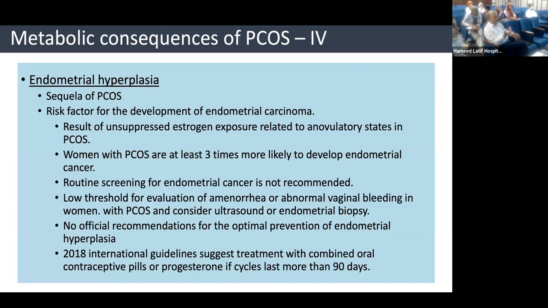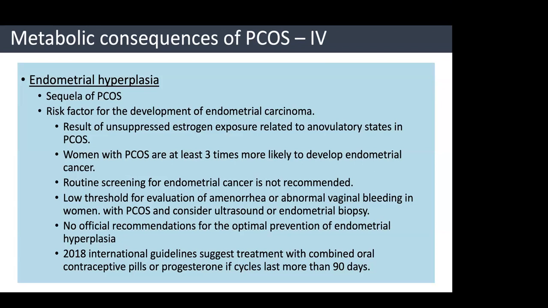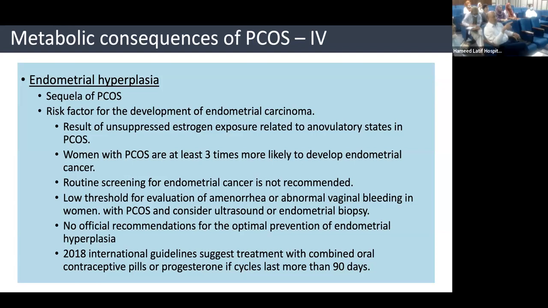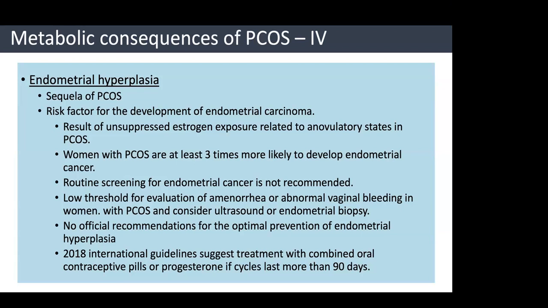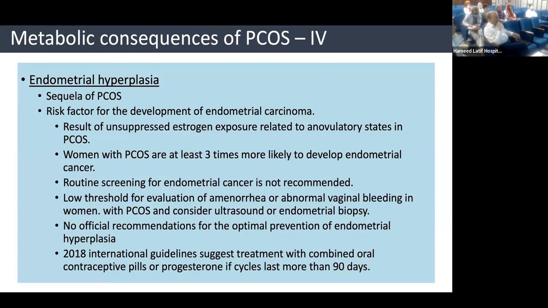Screening for endometrial cancer is not recommended until and unless there are features which suggest it. Low threshold for evaluation of amenorrhea or abnormal vaginal bleeding. Consider ultrasound or endometrial biopsy. No official recommendation for optimal prevention of endometrial hyperplasia. And 2018 guidelines suggest treatment with combined oral contraceptive pill or progesterone if cycles last more than 90 days.